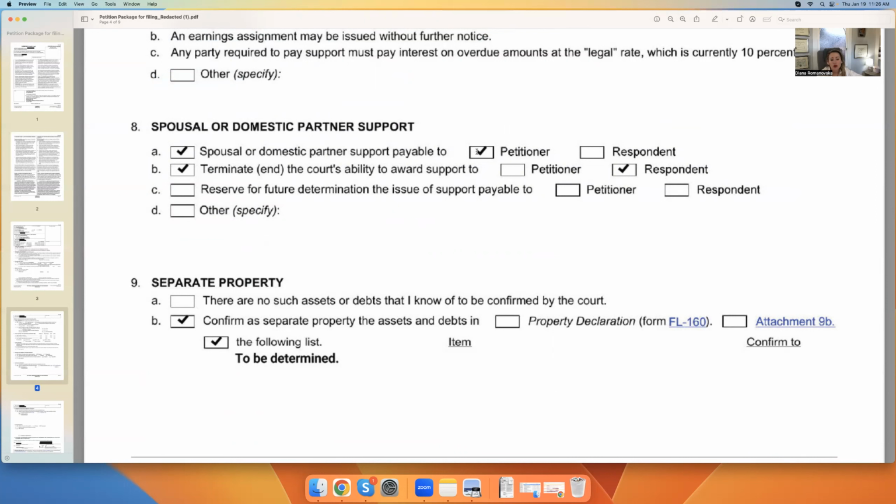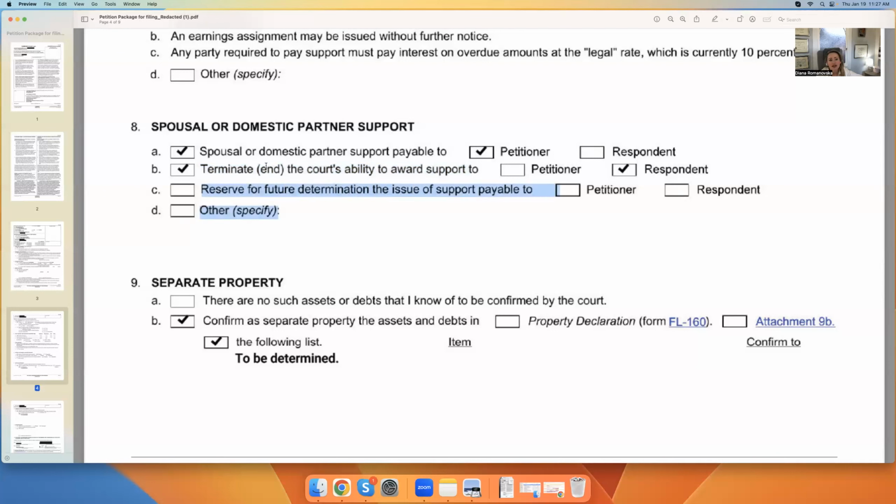Petitioner, if I'm the one who will be asking for spousal support, or respondent, if I'm the one who thinks that the respondent will receive support. 8B, terminate the court's ability to award spousal support to respondent. So not going to happen if the marriage was more than 10 years. If the marriage was less than 10 years, I check that off. C, reserve for future determination the issue of spousal support payable to. So for example, if the marriage was over 10 years, I usually check off both boxes until we settle or have a buyout version for spousal support.